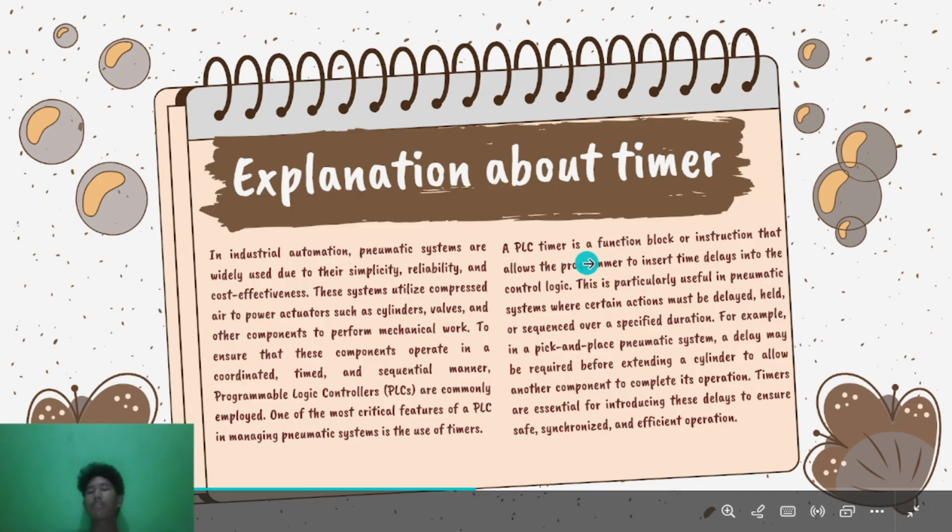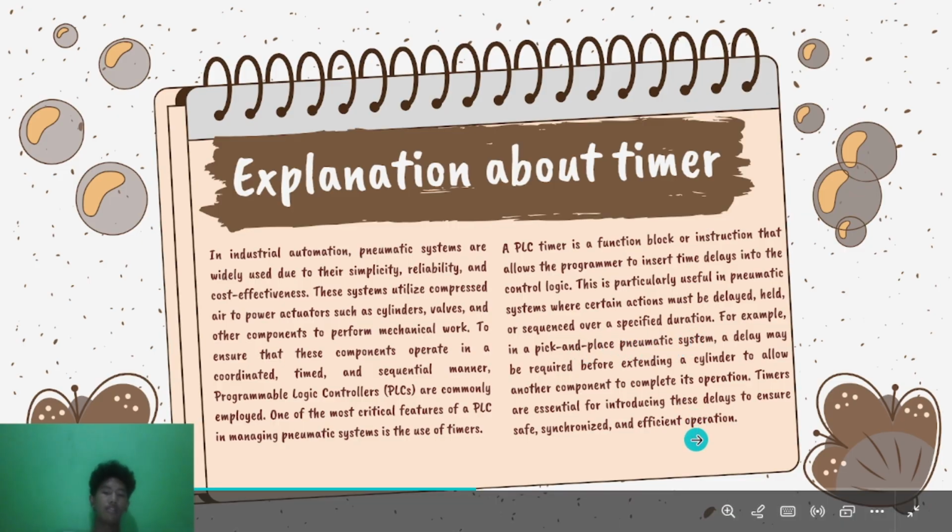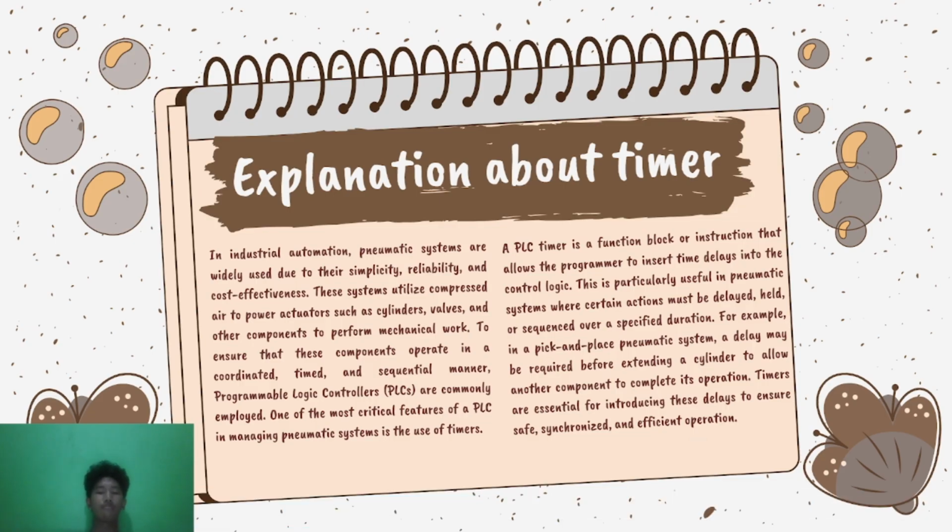A PLC timer is a function block or instruction that allows the programmer to insert time delays into the control logic. This is particularly useful in pneumatic systems where certain actions must be delayed, held, or sequenced over a specific duration. For example, in a pick-and-place pneumatic system, a delay may be required before extending a cylinder to allow another component to complete its operation.